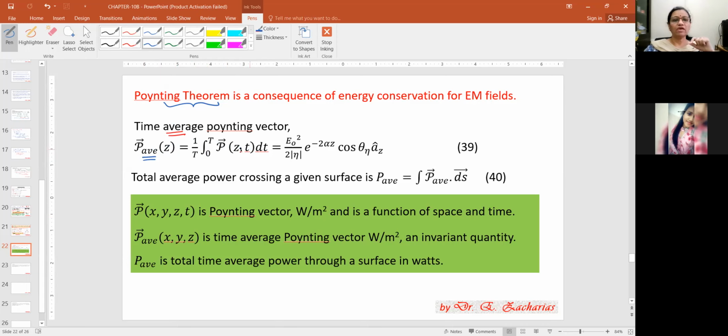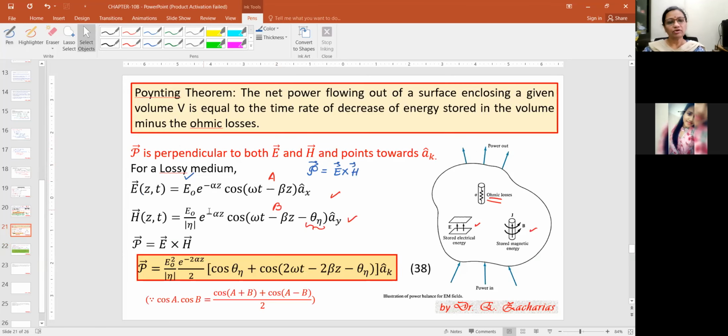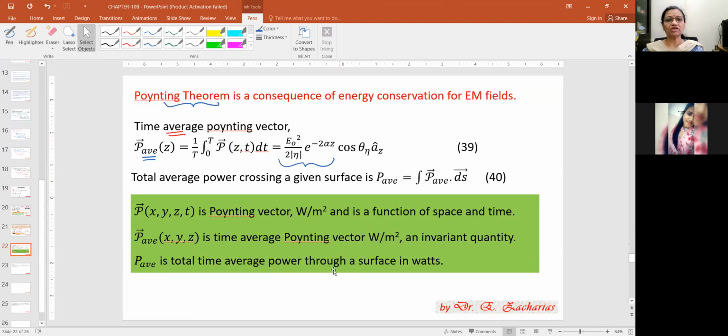When you do P dt, let us go back to the previous page and see what you will get. You had E naught square by 2 modulus eta, e to the power of minus 2 alpha z. All of them are constants, they come out of the integral. But what else was left? Do you remember? Two terms were there: cos theta eta and cos of 2 omega t minus 2 beta z minus theta eta. So you will have two integrations.